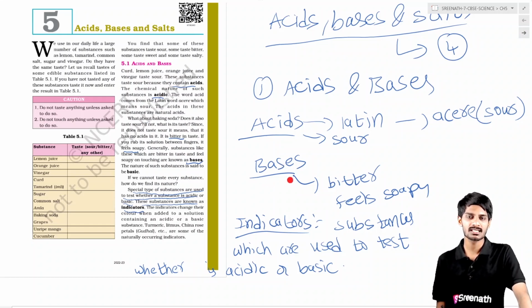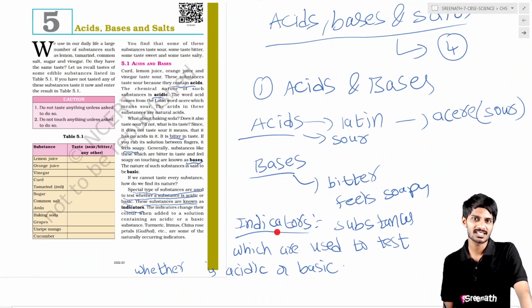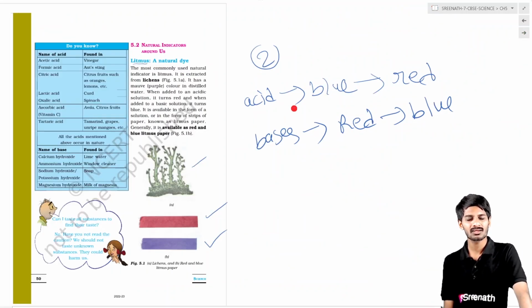Chemical nature of bases is basic. Now, what are the substances which can be used to test whether a substance is acid or base? Indicators are substances which are used to test whether the given substance is acidic or basic. So now, what are those indicators?